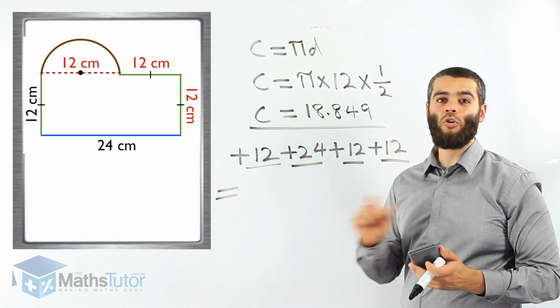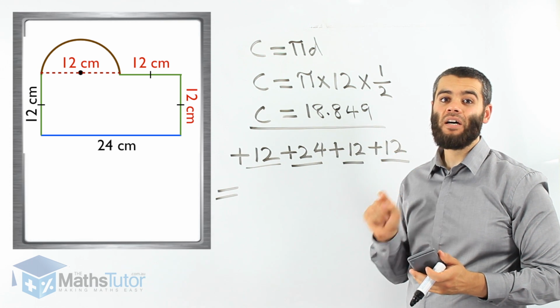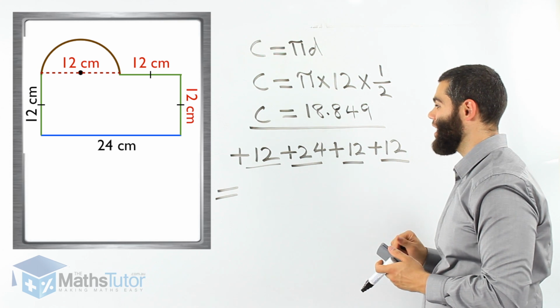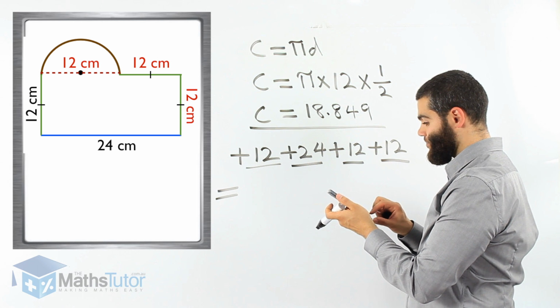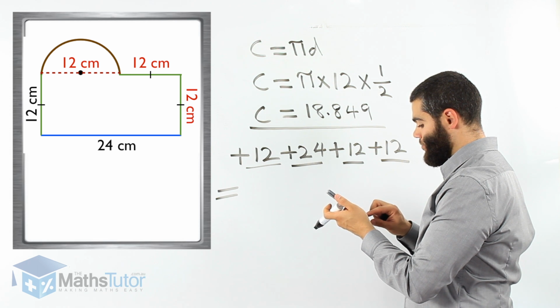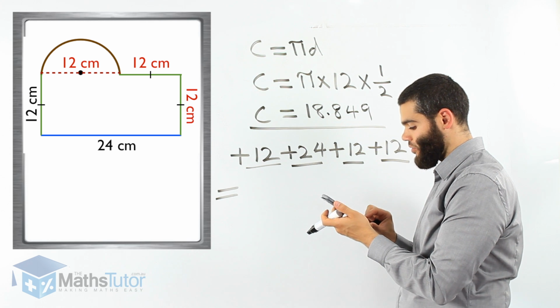I've seen students that add all the numbers up. No, only add the outside. Remember, perimeter is the outside edges only. So here we're only adding the outside edges. Add them up. Plus 12, plus 24, plus another 12, plus another 12, plus the 18.849.